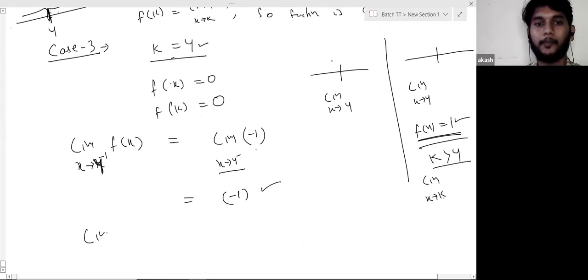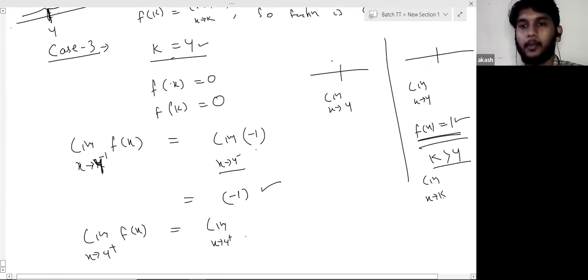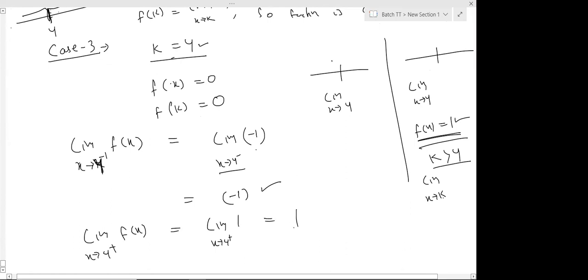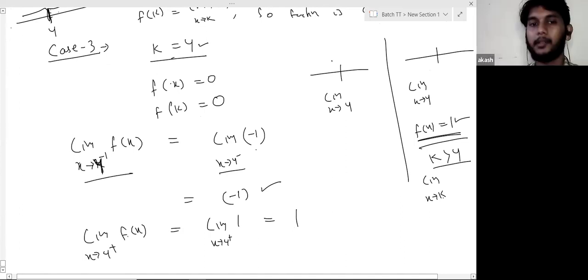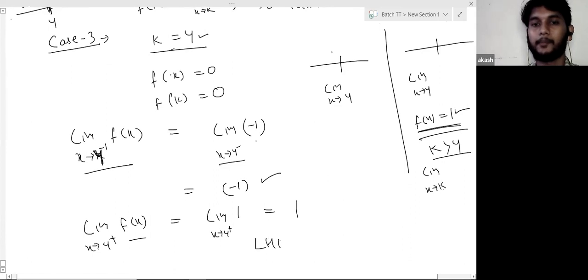Now limit x tending to 4 plus f of x. So what will be f of x here? It is 1. So the limiting value will also be 1. So we can clearly see the limits are not equal. So LHL is not equal to RHL. So the function is not continuous at x equals 4.